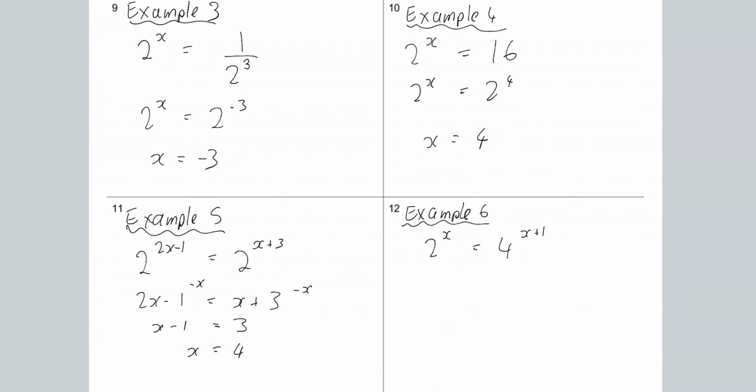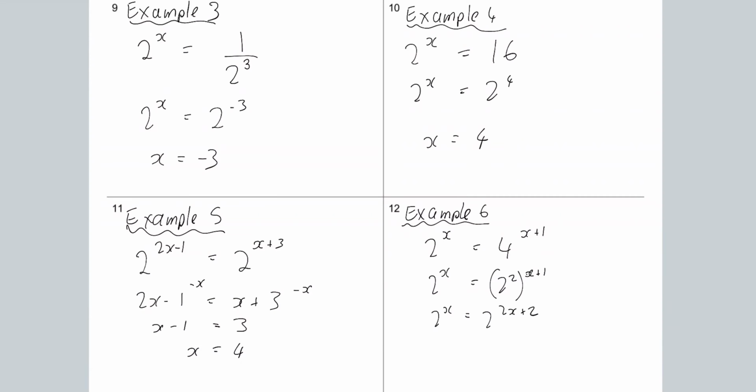4 equals 2 squared. So that means we can replace 4 with 2 squared. Watch this. Keep it in brackets because I'm replacing the 4 with the 2 squared. And then x plus 1. Now we're going to use the rule that if I've got a power inside the bracket and a power outside the bracket, what do? Times them together. So now I've got 2 to the power of x equals 2 to the power of 2x plus 2. We've got to expand.